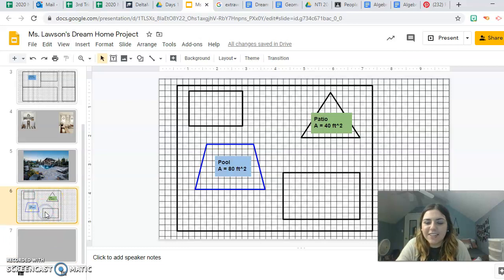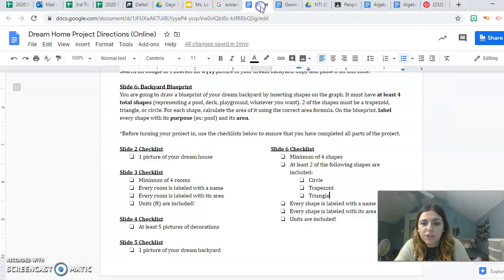All right? So big thing, make sure you follow along the directions and then check this checklist before you turn it in and you will be good to go.